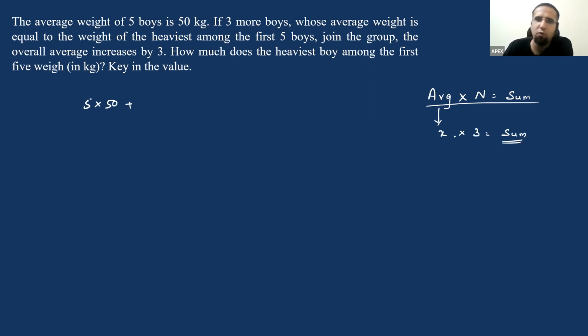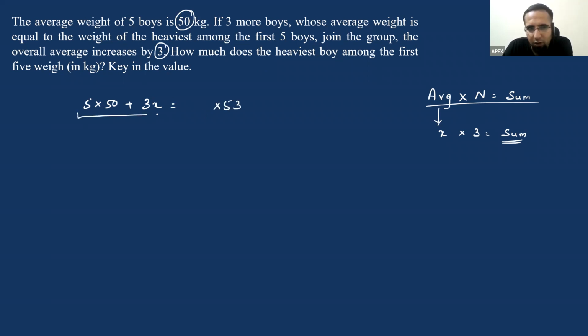Clear? So the sum total of those 3 boys becomes how much, guys? 3x. Then the overall average increases by 3. So initially the average was 50, and now the overall average increased by 3. That means my new average became 53.